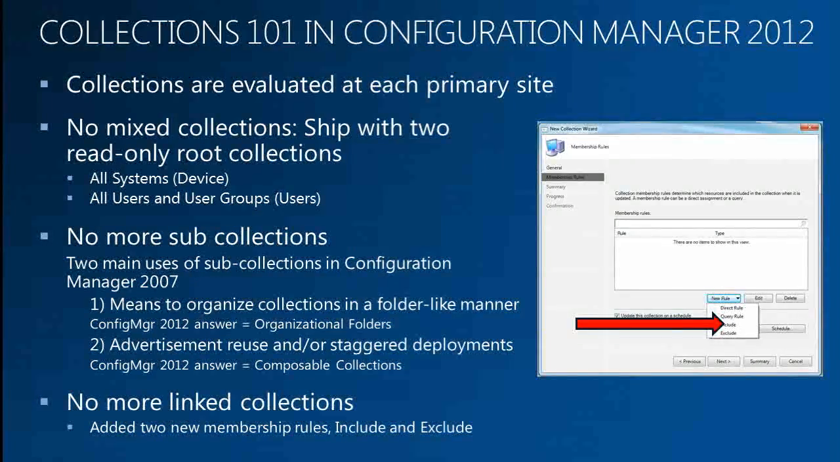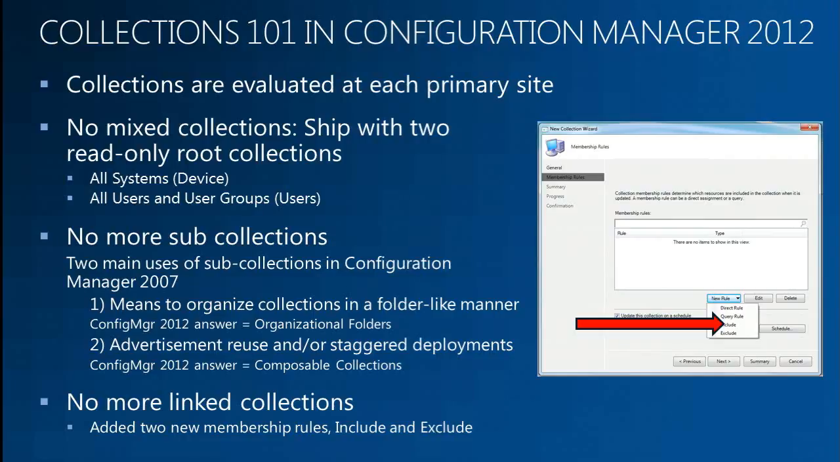So then we move on to collections. DC talked quite a bit about collections, but I want to give a recap. So here's Collections 101. Collections are evaluated at each primary site. I think people pretty much get that. So if you create a collection at the CAS, it goes out to each primary site, it gets evaluated, goes back up, and you get a little global view of that. So collections are global. They're not specific to any primary site. And that's going to make a lot of sense shortly when I talk about collection migration.